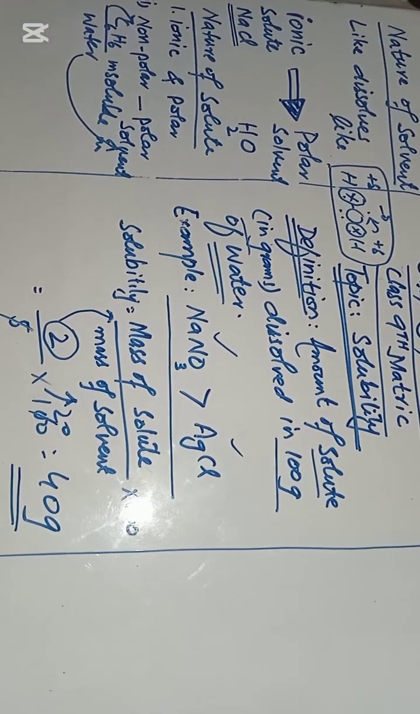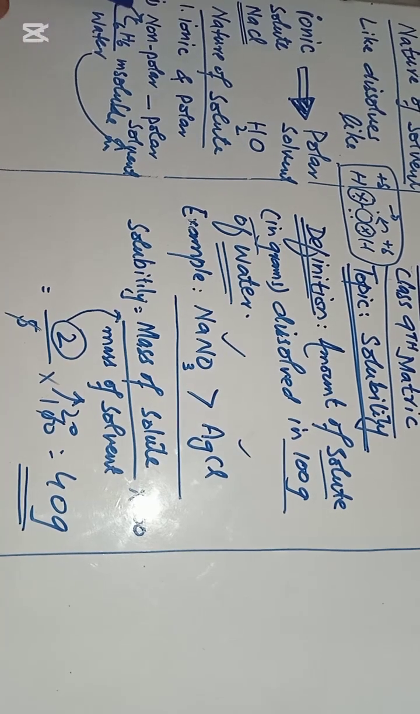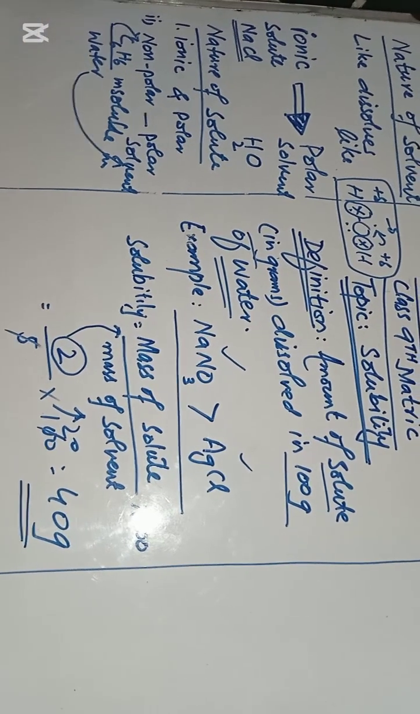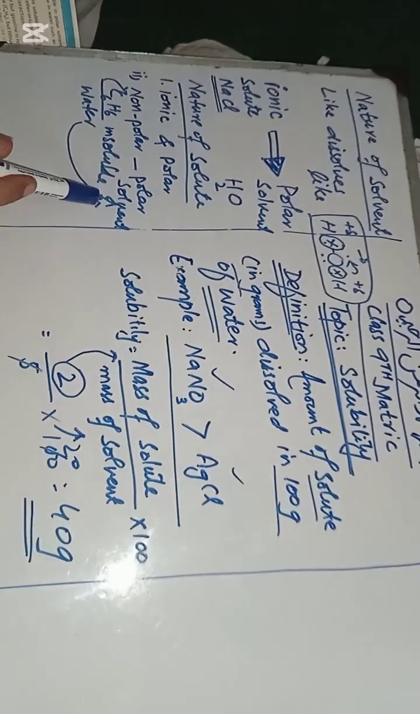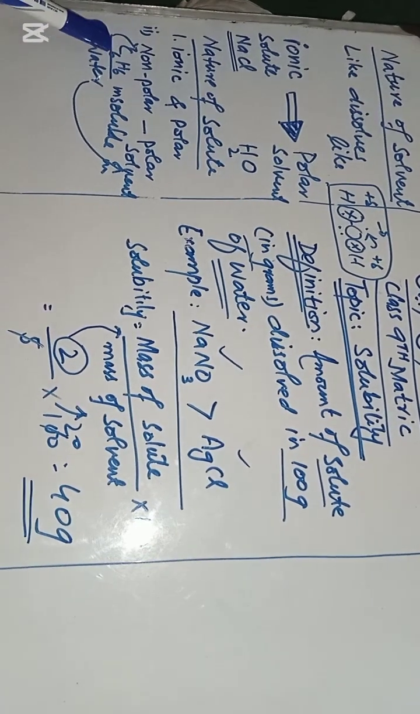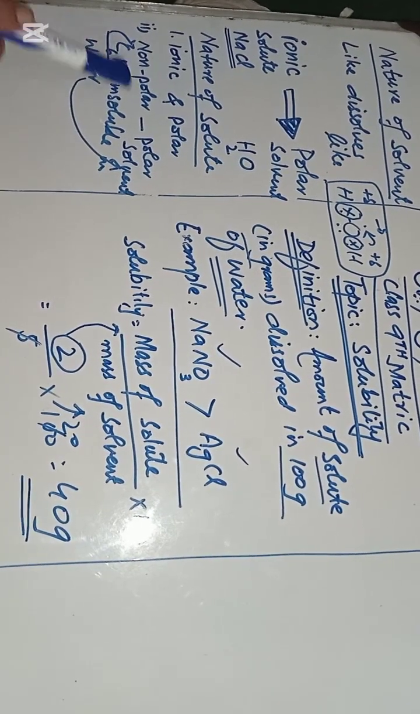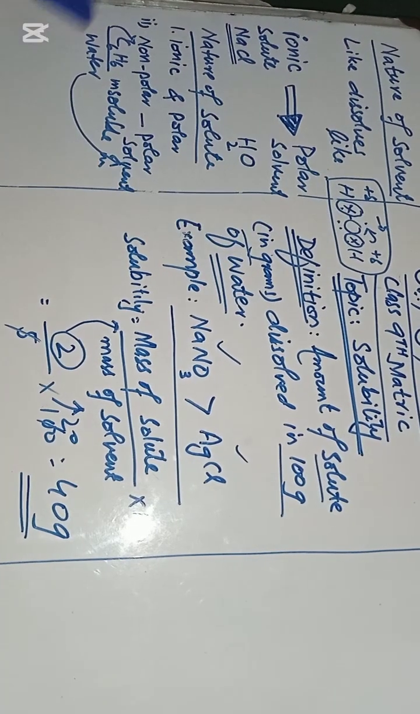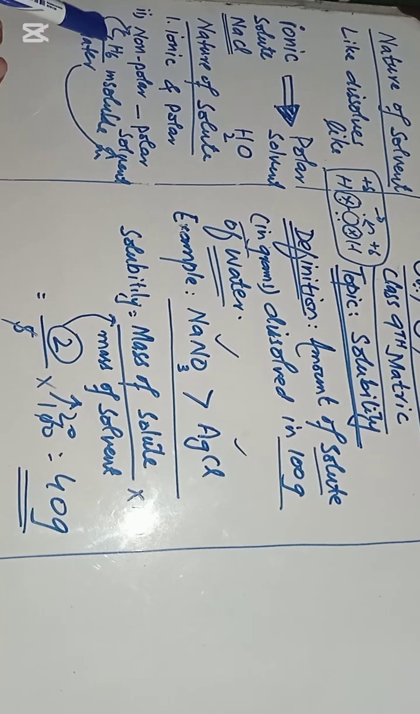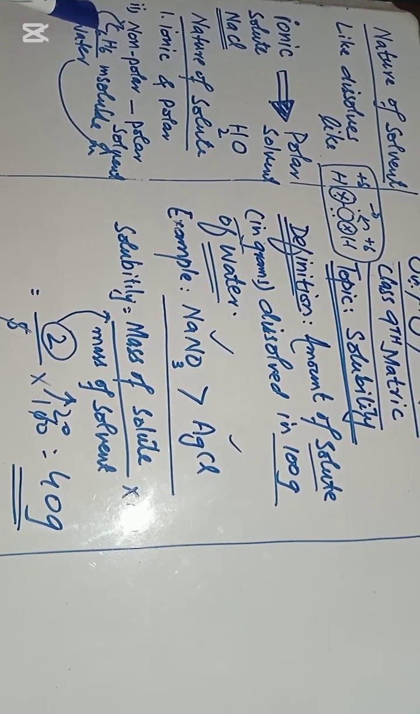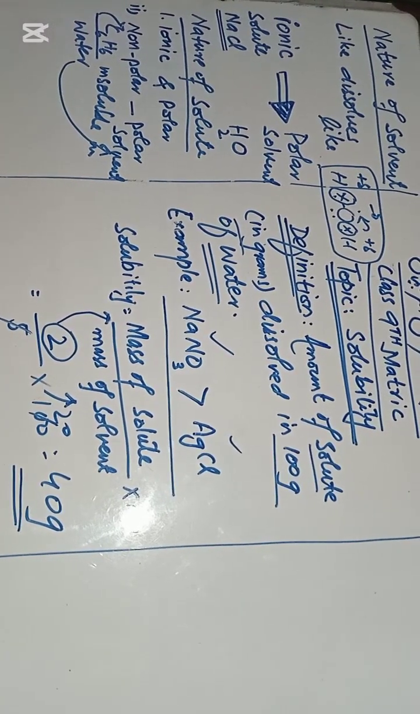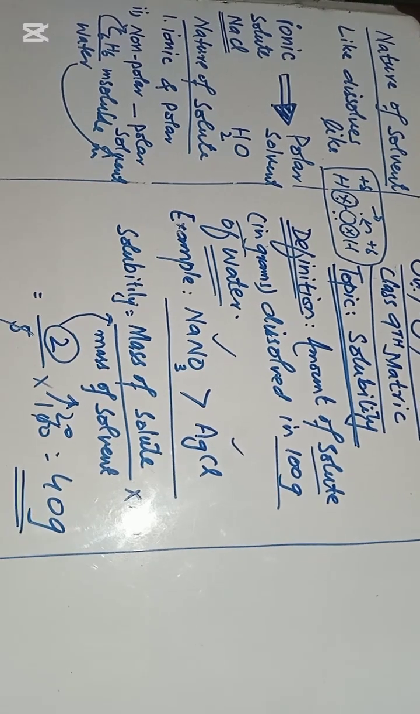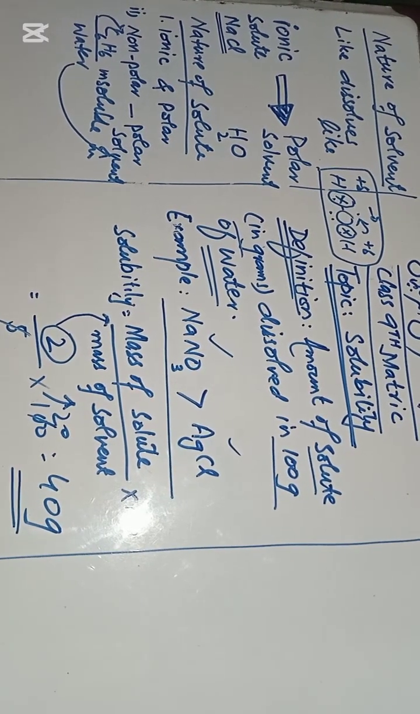Similarly, regarding the nature of the solute, an ionic solute and a polar solvent dissolve, whereas a non-polar solute cannot be dissolved in a polar solvent, like benzene. Benzene is insoluble in water because water is a polar solvent, and benzene or petrol are non-polar solvents, so they cannot be dissolved in each other.